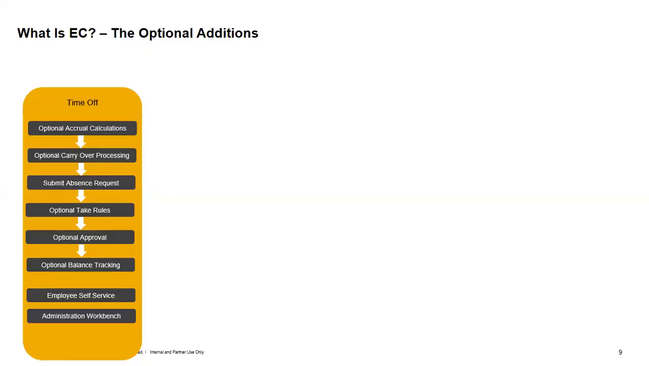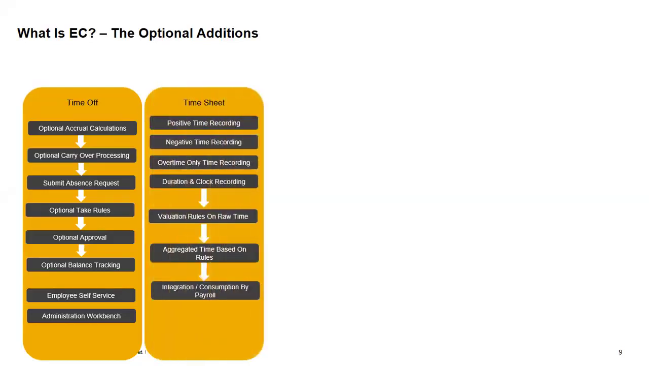Now, for each of the leaves, you can avail up to 6 casual leaves, up to 6 sick leaves, up to 24 earned leaves. So depending on the company's policy, our employees can avail these leaves. All of these are configured in the time off module.